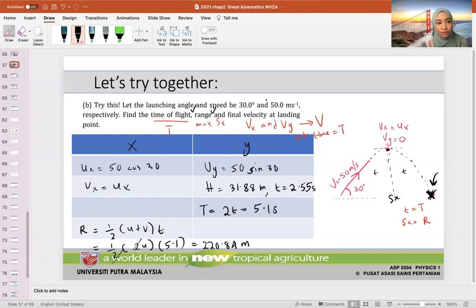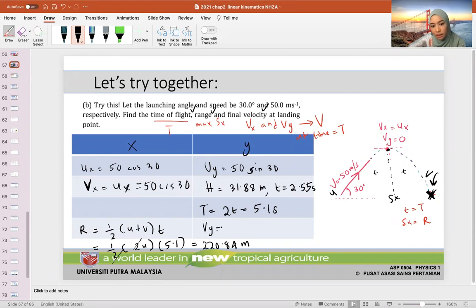Now we want to find out what is the final velocity. To find the final velocity, which is v, we started with v naught or u, we end up with v. So kita nak cari v, tapi kita kena tahu vx, kita kena tahu vy. We already know what vx is. It's straightforward. In all cases, vx is your ux, which is 50 cosine 30 or whatever the value is. This is a 0, by the way. Now we want to find out what is our Vy.